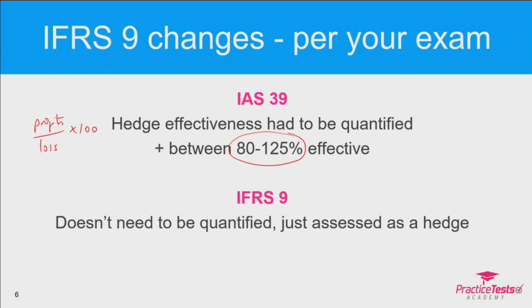IFRS 9, which has now replaced IAS 39, is not so prescriptive on the percentages. It still needs to be assessed and justified as a hedge transaction, but it's not so prescriptive on that 80 to 125%. So that's been removed in effect. Now, IFRS 9 is on the syllabus now. You still need to be aware of IAS 39 because it may affect things like comparatives that you're looking at in the case study, for example. That's everything you need to know about hedging for F3. Hedging for P3 is an entirely different matter, and that looks at the mechanics of how you calculate the profits and losses, etc.